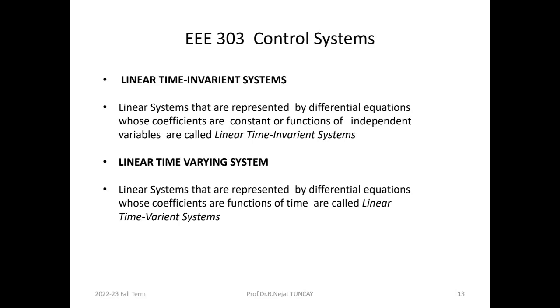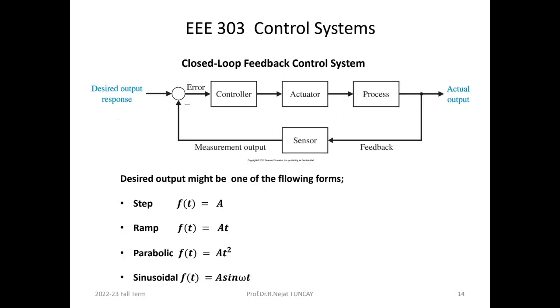These are the functions we give, input functions. It could be step, ramp, parabolic. Step reflects the position, ramp reflects the speed, and parabolic reflects the acceleration. Of course, it could be a sinusoidal. We discussed the Bode plot for this one.